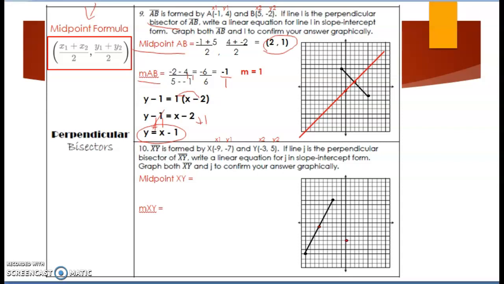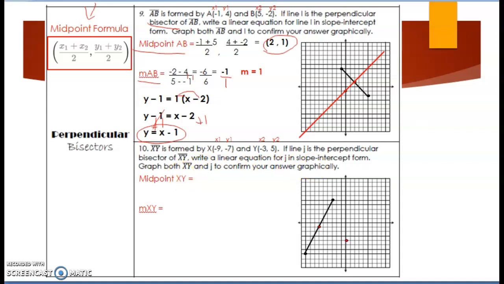Point X is our (x1, y1). Point Y is our (x2, y2). So those are the black points on the graph, and I drew a line through it. If line J is the perpendicular bisector, it forms a right angle and goes through the middle of XY. Write a linear equation for line J.